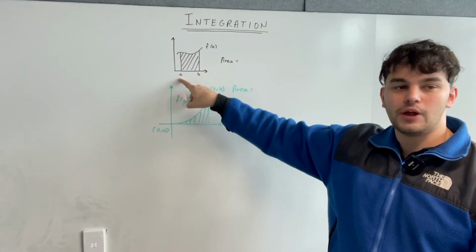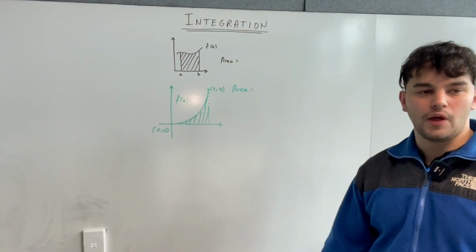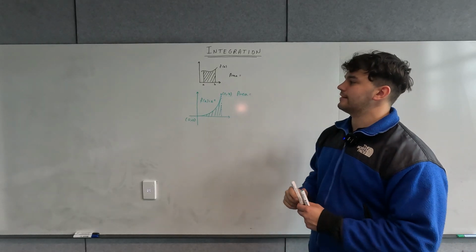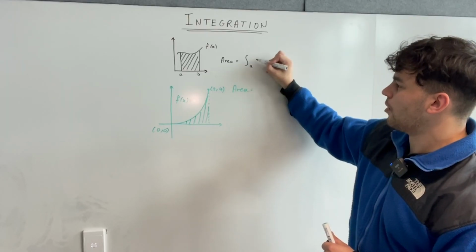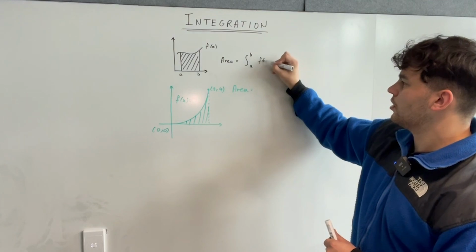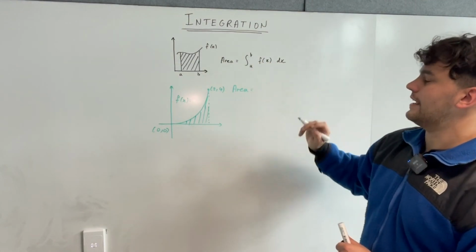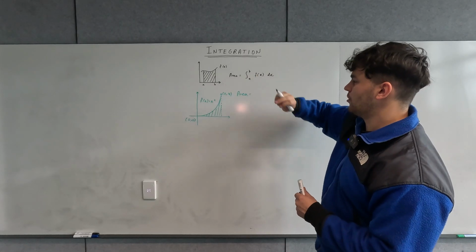It's between the curve, the x-axis, and the x values a and b. So a is what we call our lower bound, b is what we call our upper bound. And if we wanted to find this area, an expression for it would be the integral from a to b of f of x dx. Now, a lower bound, b upper bound.